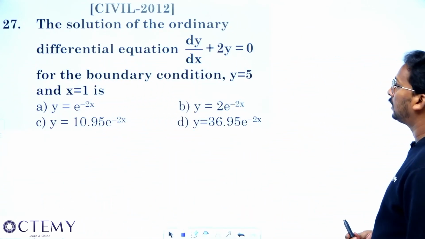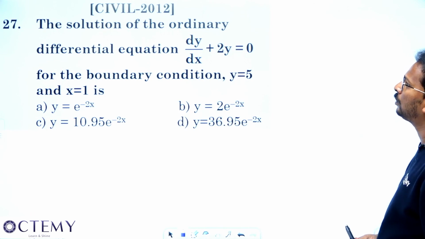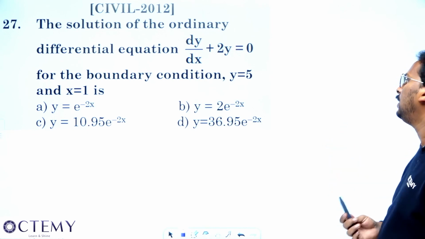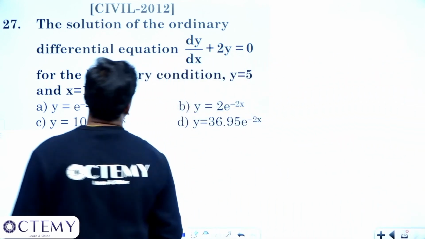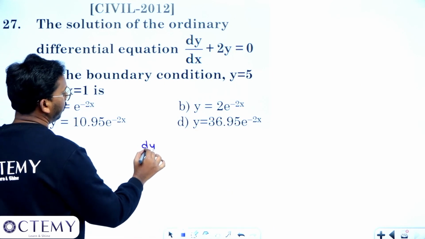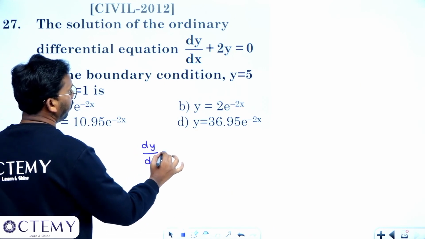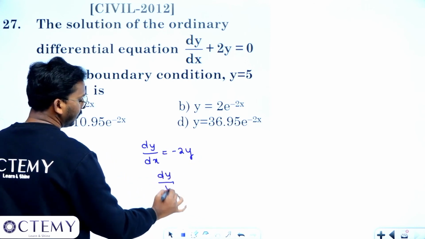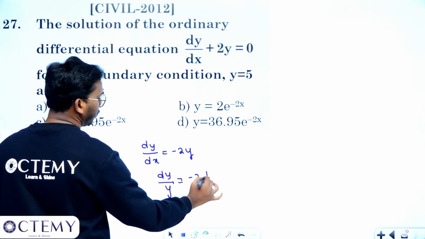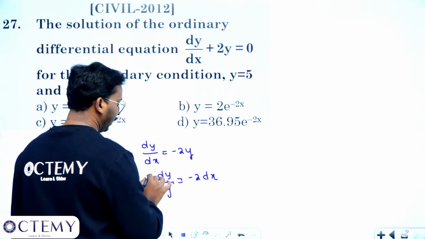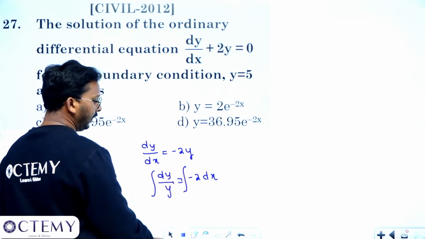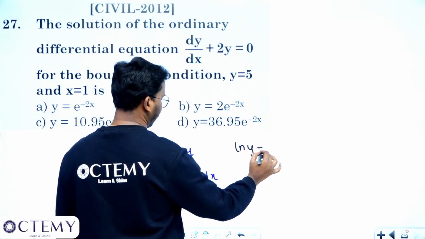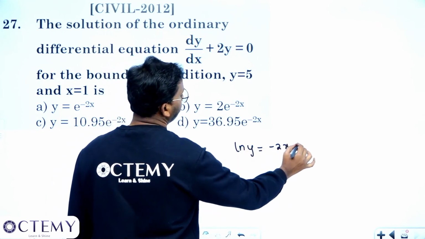Next question, see what it is telling. The next question is saying that the solution of the ordinary differential equation dy by dx plus 2y equal to 0 for the boundary conditions is what? So dy divided by dx will be equal to minus 2y. So dy by y is equal to minus 2 dx, right? So integrate. If you do this, what will you get? You will get ln y is equal to minus 2x plus c.